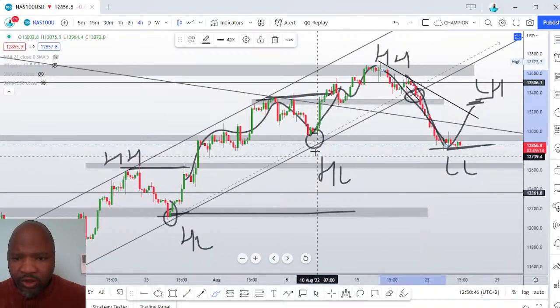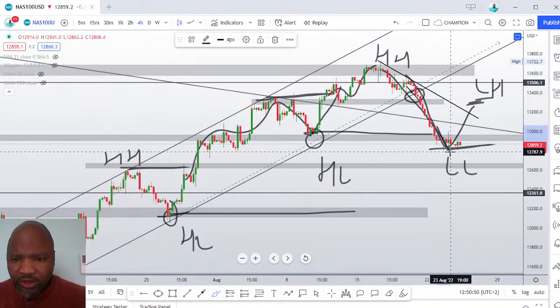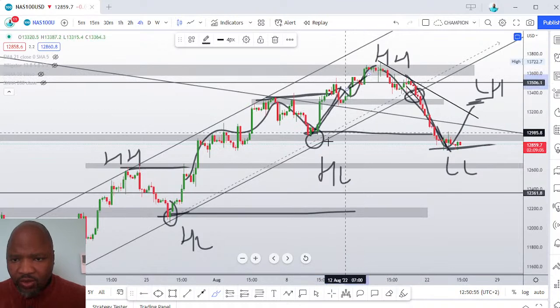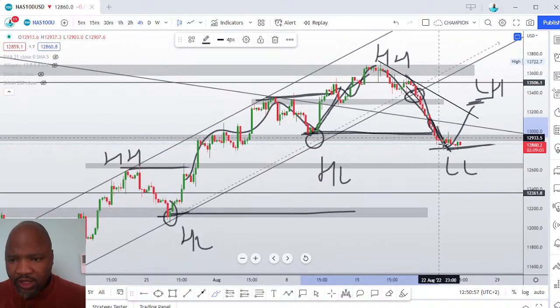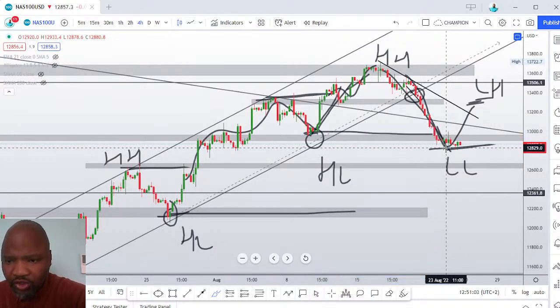So at the moment you can see our lower low was broken, our higher low was broken at this level. This tells us that it's about time we change the character.